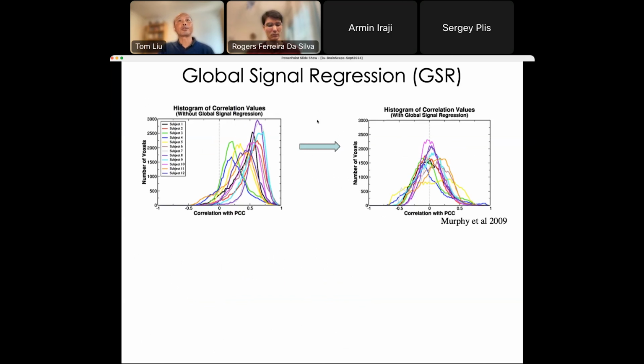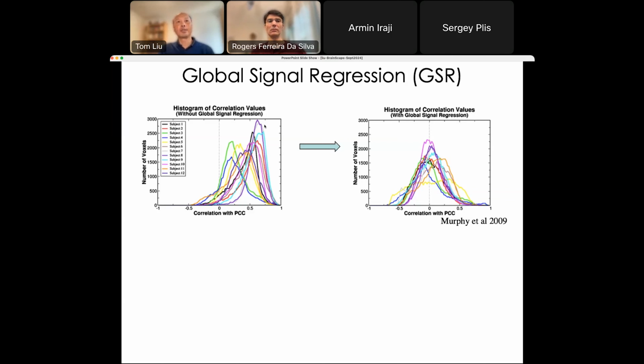But the controversy is summarized by this plot here. Each of these lines is a subject, showing the histogram of correlation values across the brain with the posterior cingulate cortex, and you can see there's a real positive bias in the correlation values. If you do global signal regression, it forces all these histograms to be centered around 0. So regardless of what your initial histogram was, you are forcing the existence of both positive and negative correlations. This was the original argument Murphy made, that potentially these anti-correlations were artifactual.